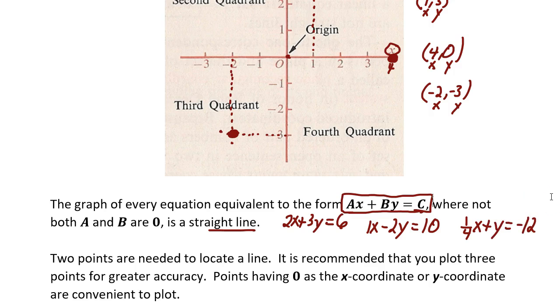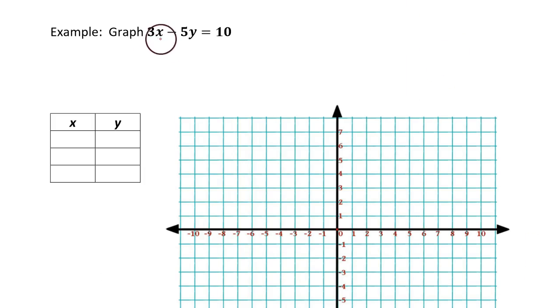2 points are needed to locate a line on the coordinate plane, but it's recommended that you plot 3 points for greater accuracy. Points having a 0 as the x-coordinate or as the y-coordinate are convenient to plot. Let's try an example. Graph 3x minus 5y equals 10.